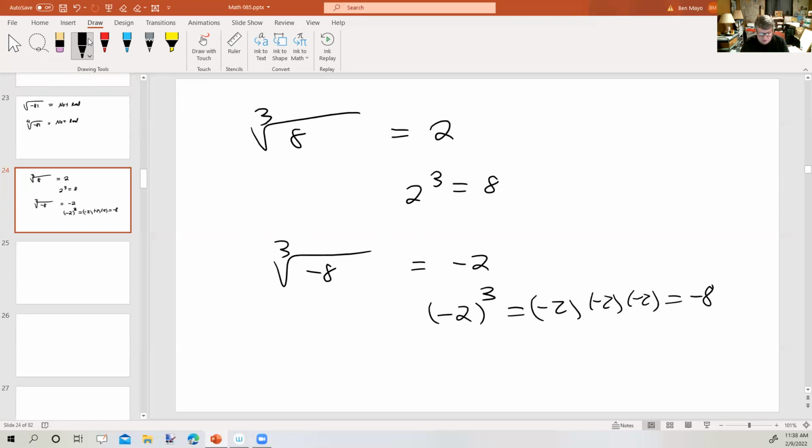So again, the restrictions have to do with even roots. One more time. You can't take an even root of a negative number and get a real answer. When you take an even root of a positive number, you can't get a negative answer.